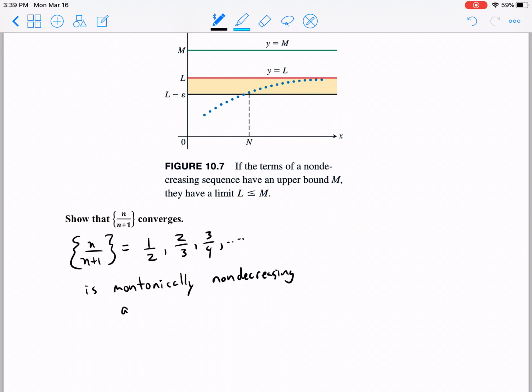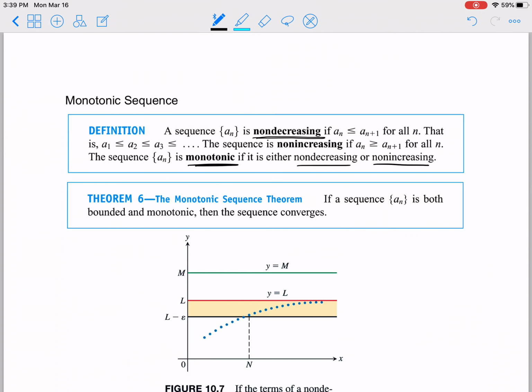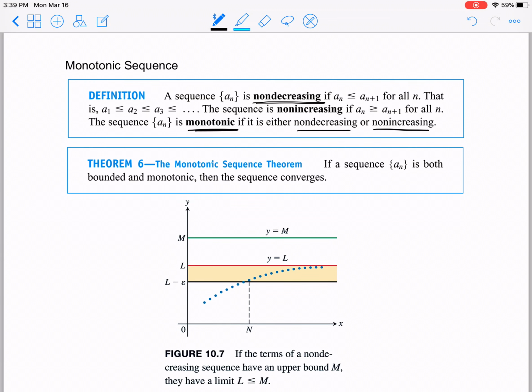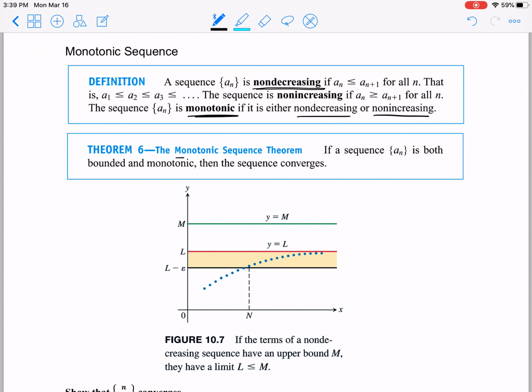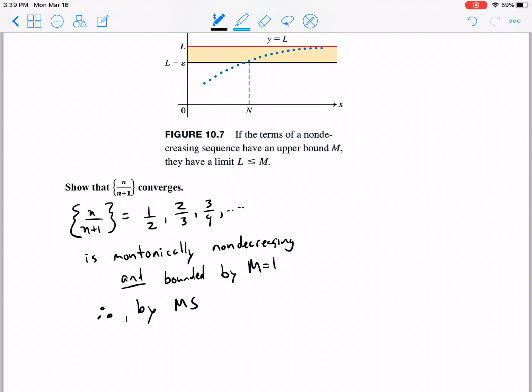And it's bounded, as we talked about previously, by M equals 1. If that's the case, that means therefore, by our monotonic sequence theorem, and I'm going to write that as MST, by MST, our set n over n plus 1 converges.